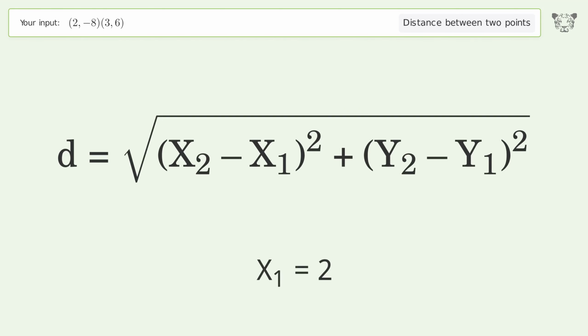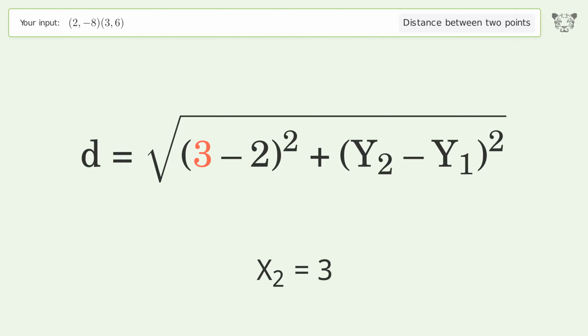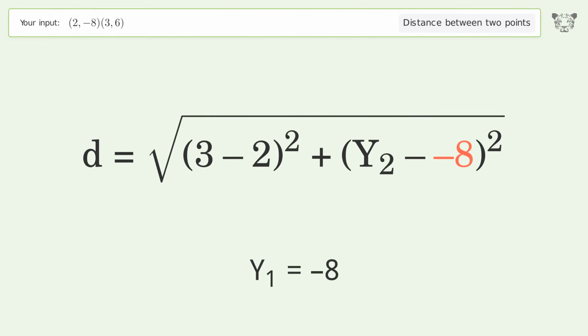x1 equals 2. x2 equals 3. y1 equals -8. y2 equals 6.